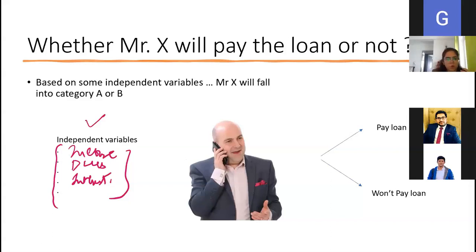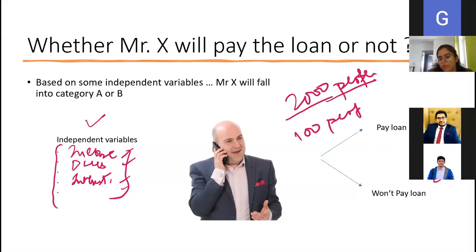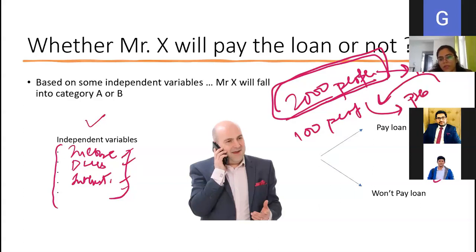Like I said, I have data of 2000 people, whose income was this, dues were this. I already have this data, and whether they paid or not, 0 and 1, whatever the code. I already have this data for 2000 people. Now say I get data of these 100 people, and I don't know whether they'll pay the loan or not. So based on this data, I can create one model and run it, and then predict whether these 100 people will pay the loan or not.